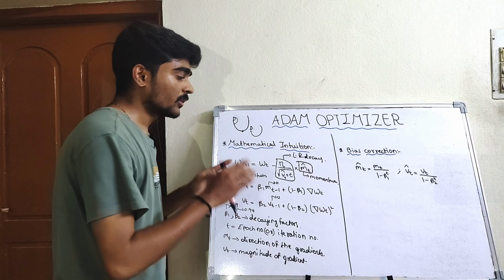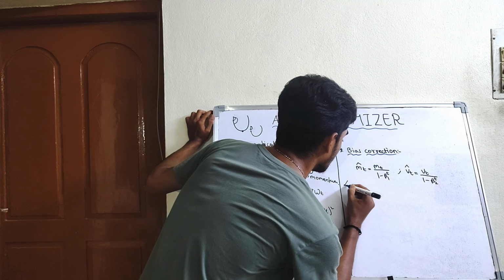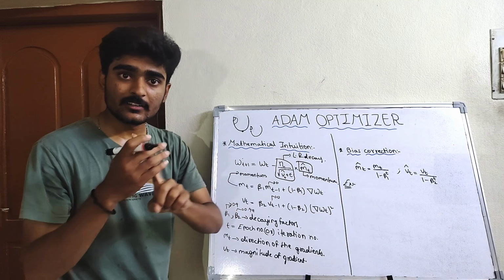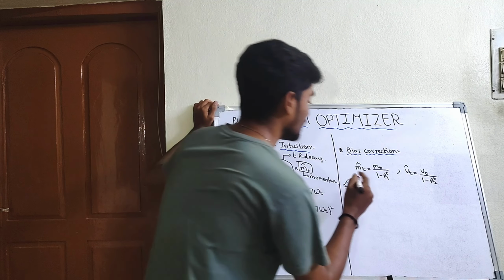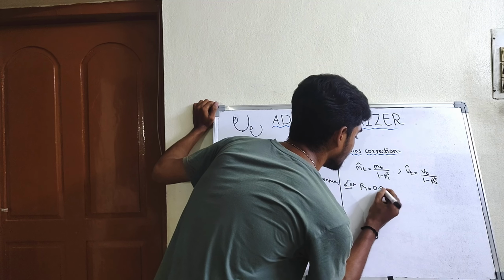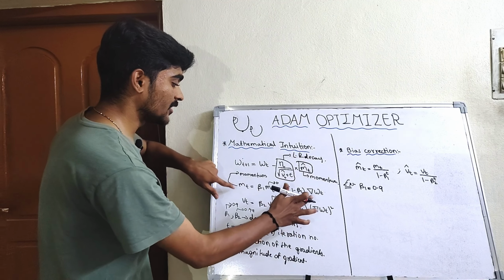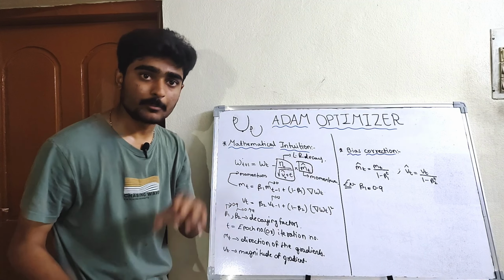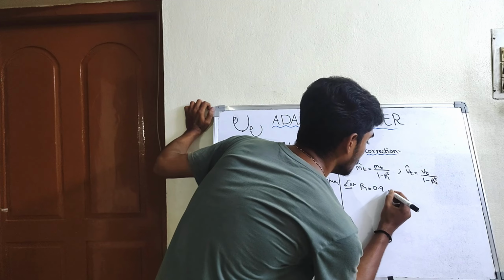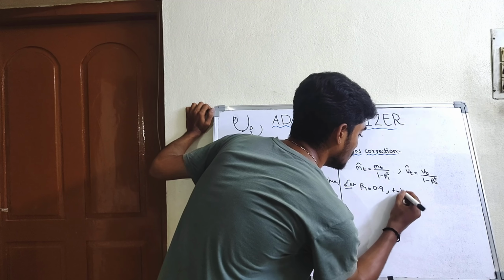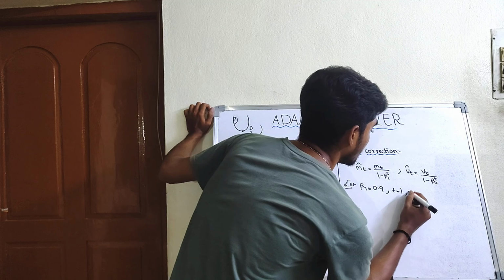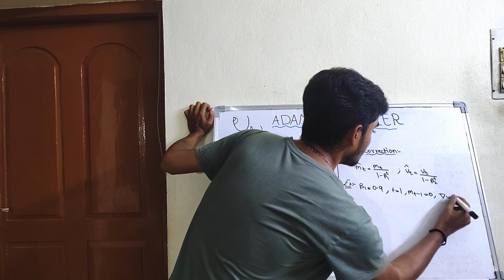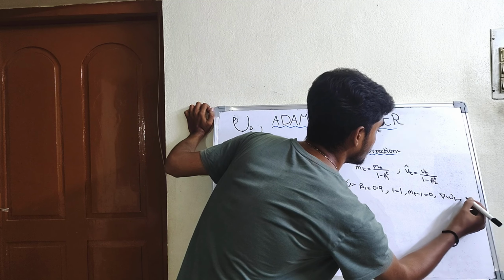Now to understand this, we need to see an example. Let us initially take a few assumptions. Let's say beta 1 is equal to 0.9. I am explaining this example only with respect to mt, and the same goes for vt as well. Now beta 1 is equal to 0.9, and let's say t is equal to 1 at the first epoch of training, mt minus 1 will obviously be 0, and let's assume that delta wt is equal to 1.